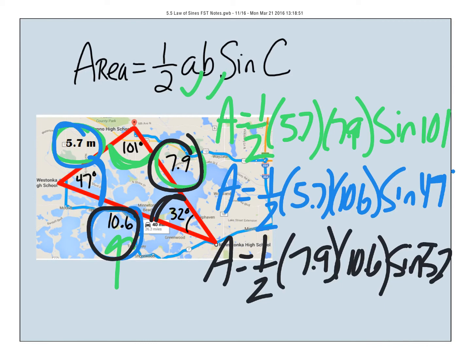If I crunch any one of these 3 out on my calculator, I'm going to get approximately 22.1, and this would be square miles. Now, I wouldn't do all 3 of these versions. You would just pick one of the 3 and do it that way.